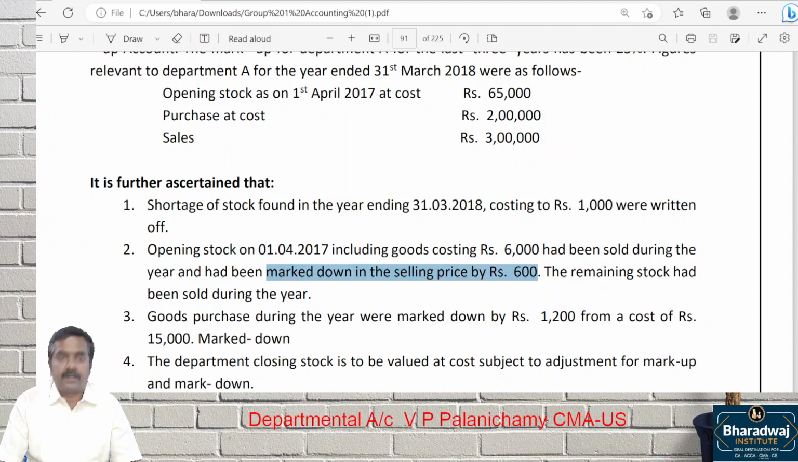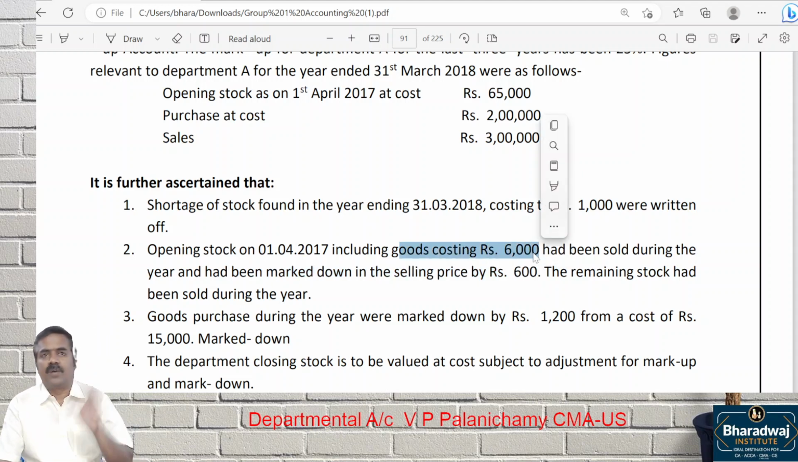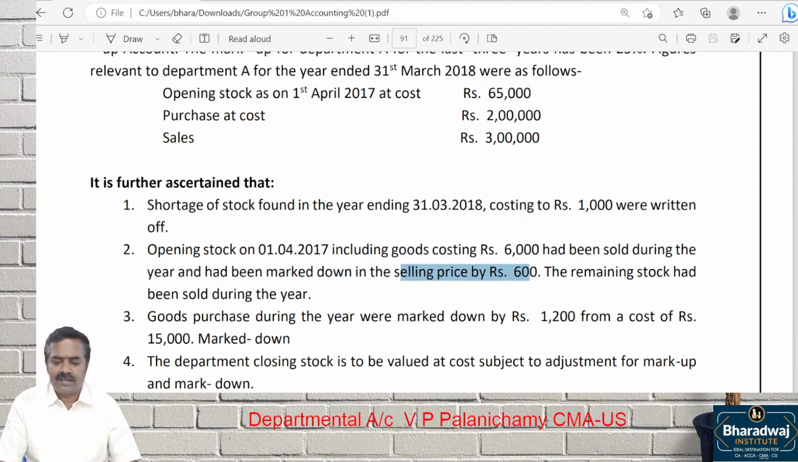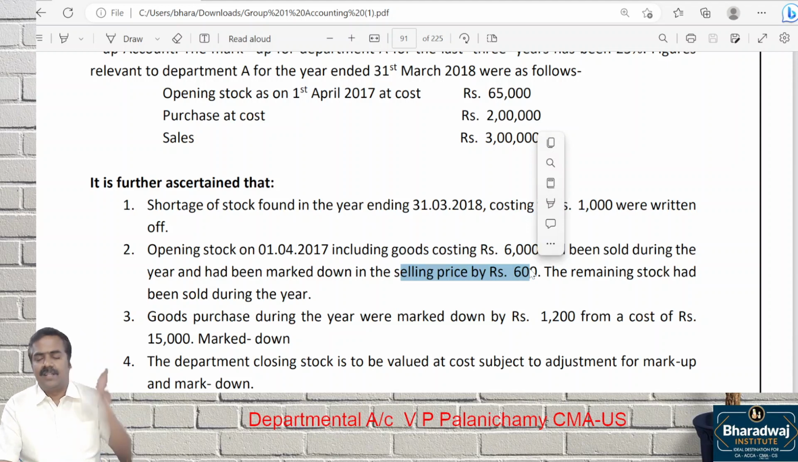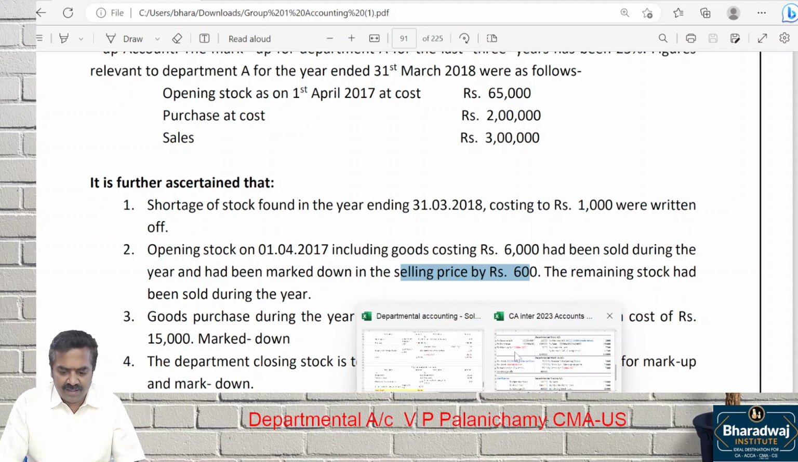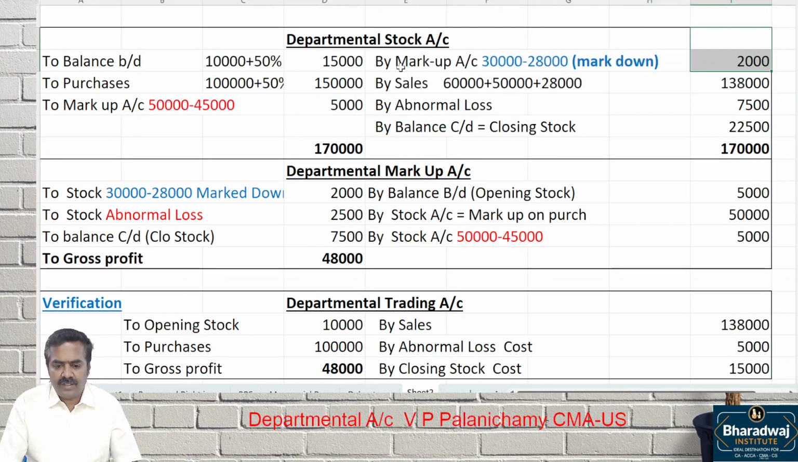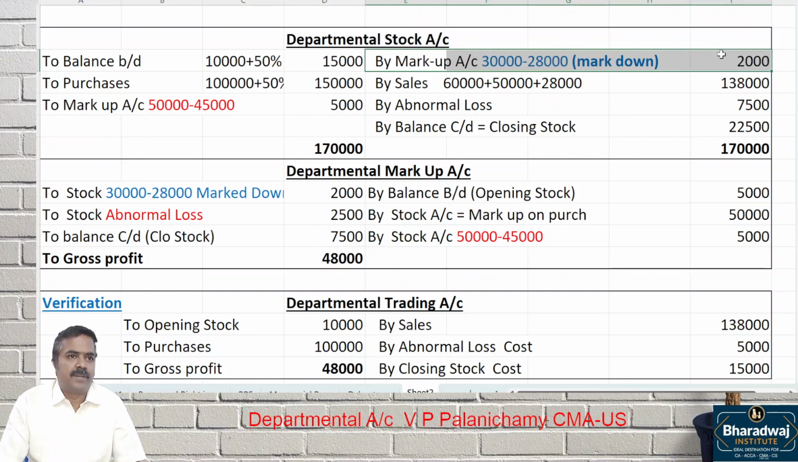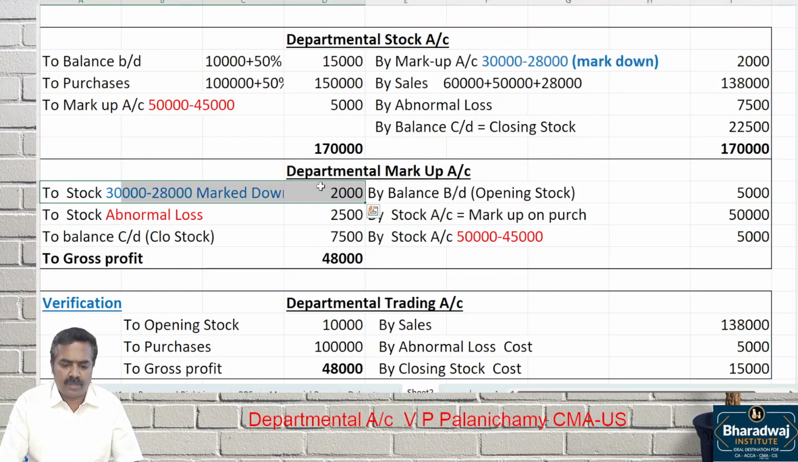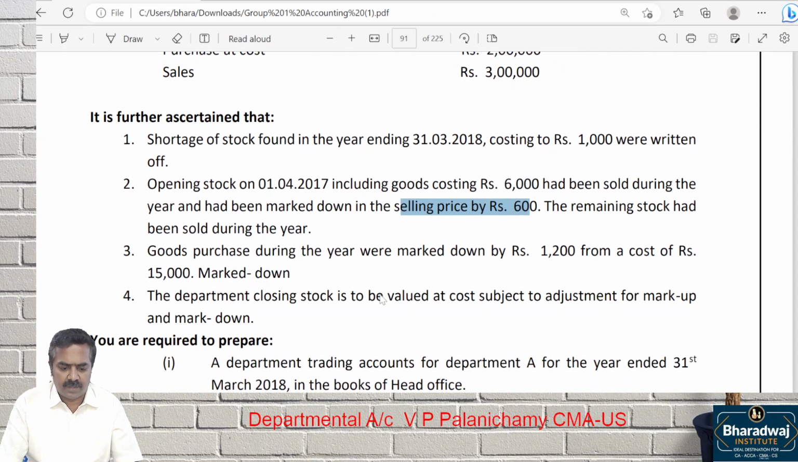Marked down selling price by how much? 600. Doesn't matter is it opening stock or whatever. It is sold for less than 600 less than the normal selling price means they have given directly this markdown amount. Stock account by markup account. That markdown you will reduce how much? 600. Inga vandu you will put to stock account for the markdown how much? 600. Then what is the next one?